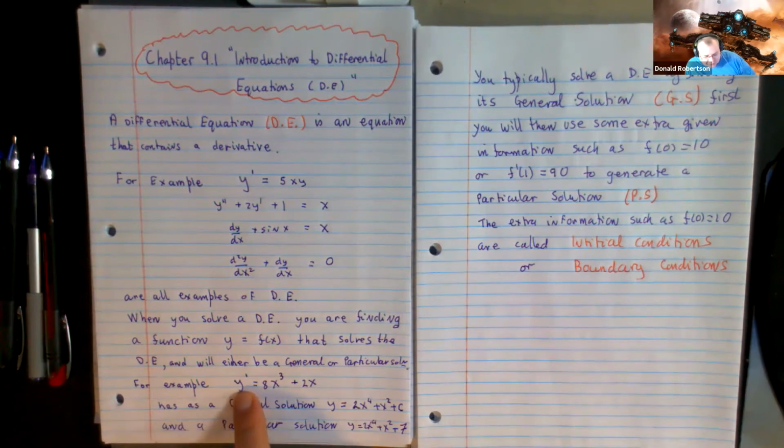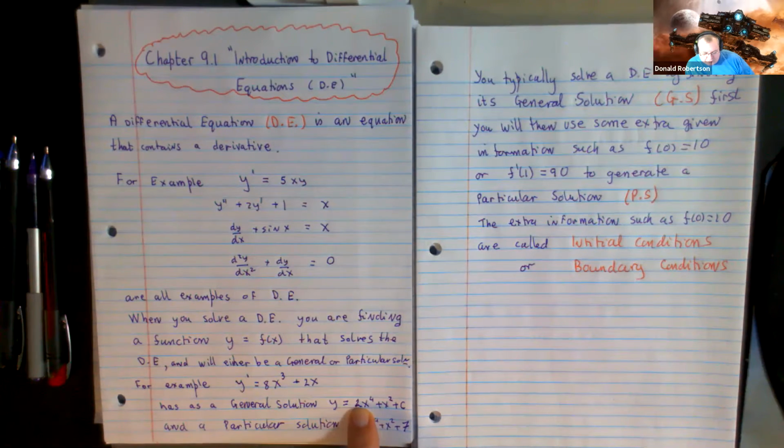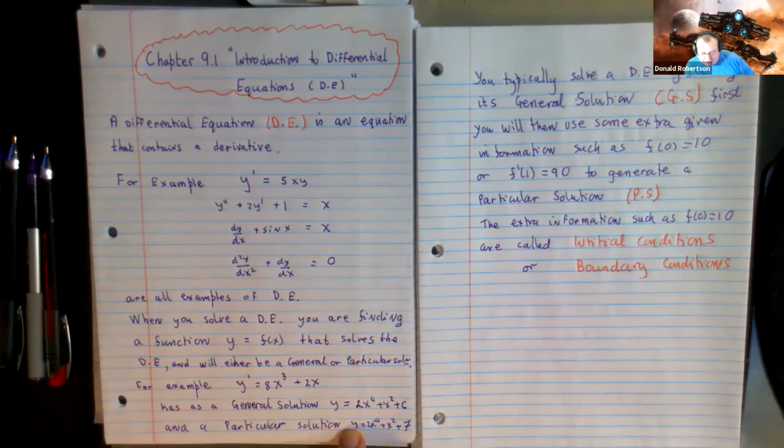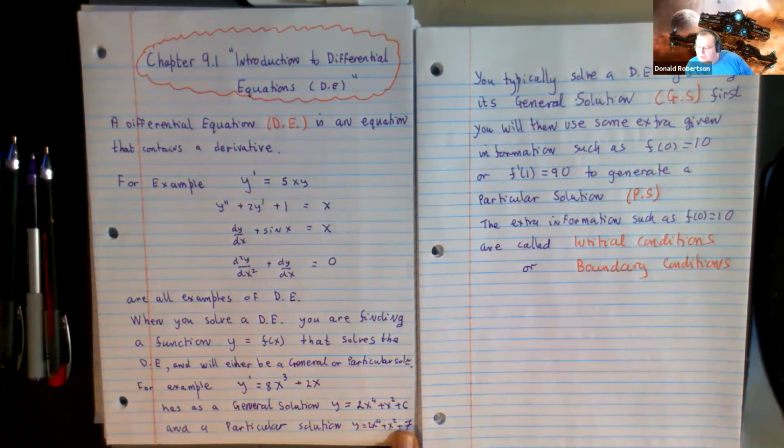For example, if you take this first order differential equation, its general solution looks like this. And it's got a little plus c at the end. So if you ever have a plus c, plus d, an unknown constant, we call that the general solution. This is one example of a particular solution. So it's the same solution, but the difference is that we'll tell you, or we'll find out at least, what the missing c is. In this case, it was 7.